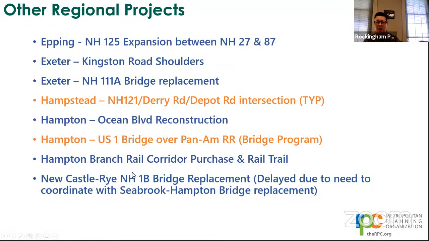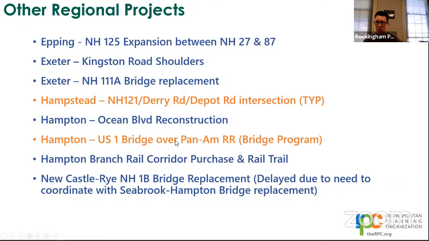Okay, so I'm not going to list through all these. There are a number of other projects in the region that are in the TIP. I'm just going to hit the highlights here, which are some of the newer projects coming in. For the most part, these are coming in through the 10-year plan process, like this Hampstead 121 Dairy Road Depot Road intersection that was added to the 10-year plan, I think 3 cycles ago, and it's now hit the point where we're starting to see some pieces of it added to the TIP.